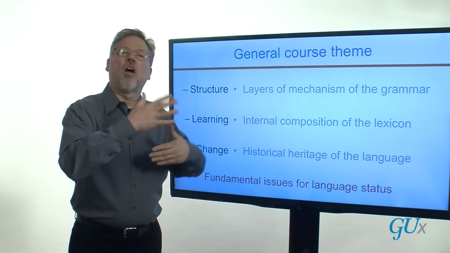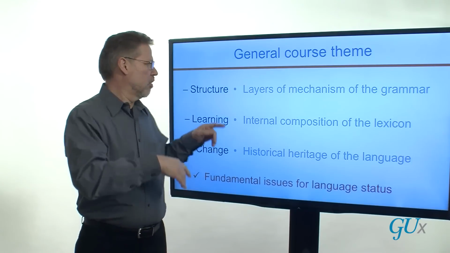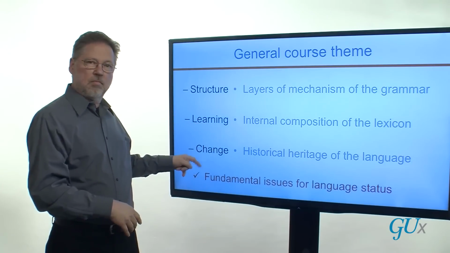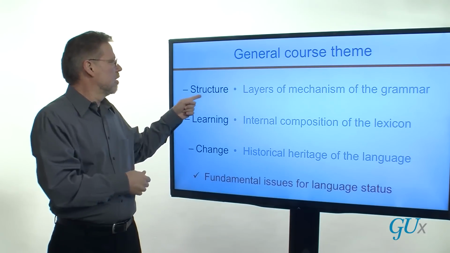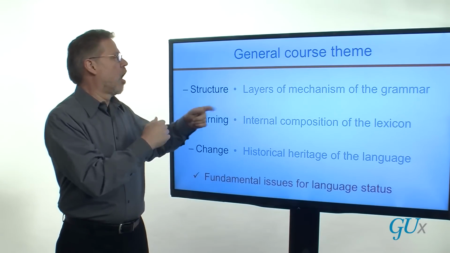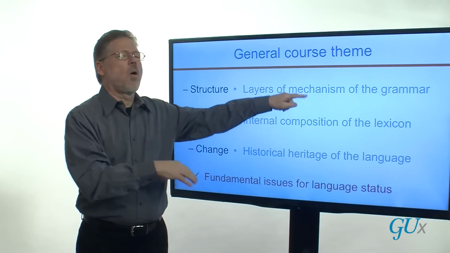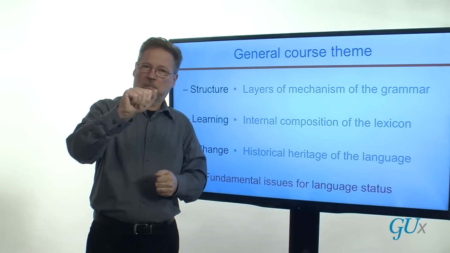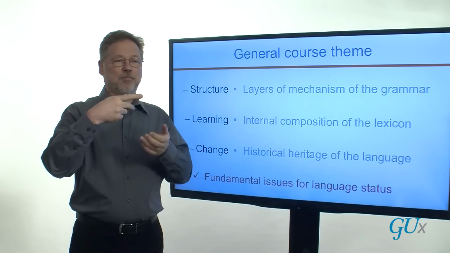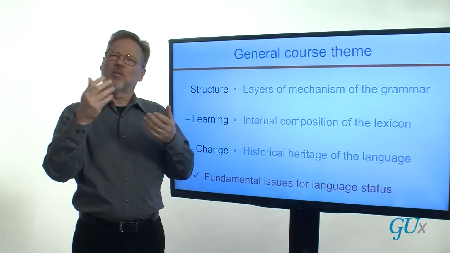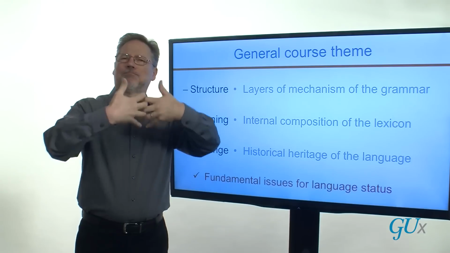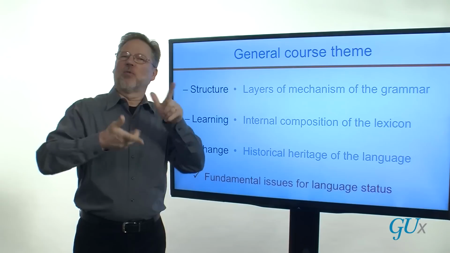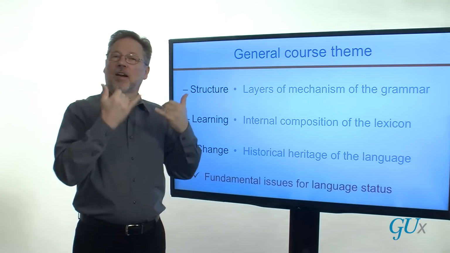Here you can see that as the class progresses, we'll cover each of these topics. I'll briefly go over each one. First, we'll talk about structure, in which we'll look at layers of mechanism of the grammar. Grammar is not just one thing. Rather, it's made up of many pieces that all work together like cogs in a machine that make language run.